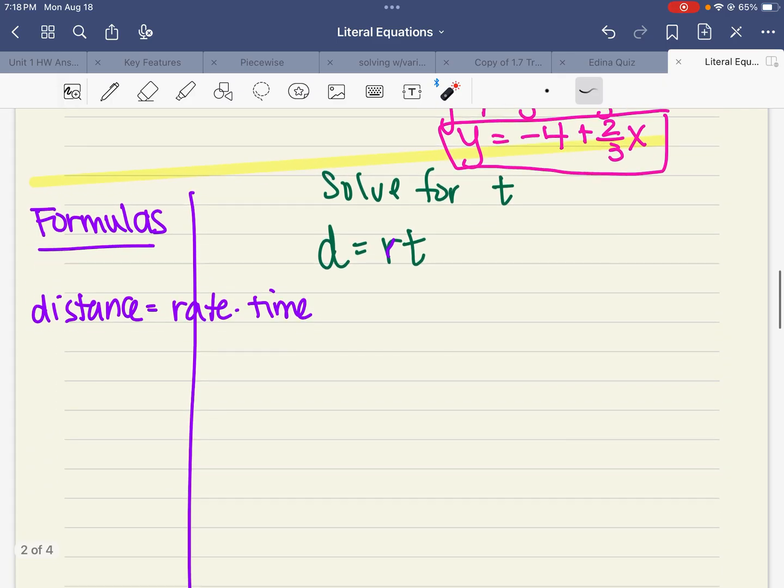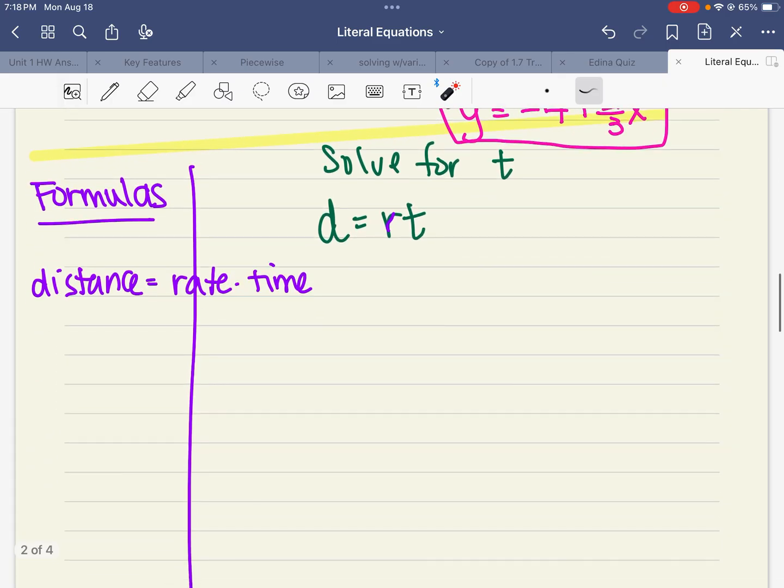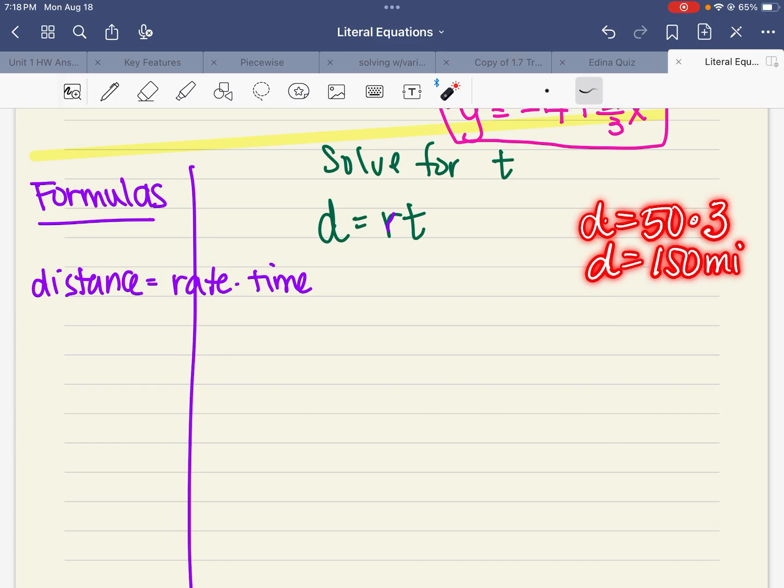Okay, let's look at a couple formulas. So solving for t, hopefully this formula is maybe familiar to you. Distance equals rate times time. Right now, it's a formula that we have solved for distance. So this is convenient to use if I know the rate and the time, and I can just plug those in and figure out what's the distance, right? Like if I'm like, oh, you drove, don't write this, 50 miles an hour for 3 hours. How far did you go? 50 times 3 is 150 miles, okay?